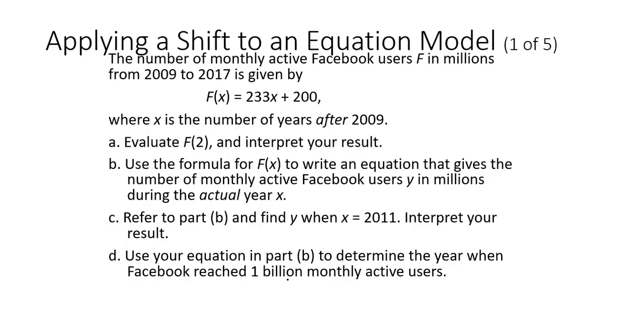For part B, you want to use the formula for f of x to write an equation that gives the number of monthly active Facebook users y in millions during the actual year x. And for part C, refer to part B and find y when x is equal to 2011. Interpret your result. And for part D, use your equation in part B to determine the year when Facebook reaches 1 billion monthly active users.